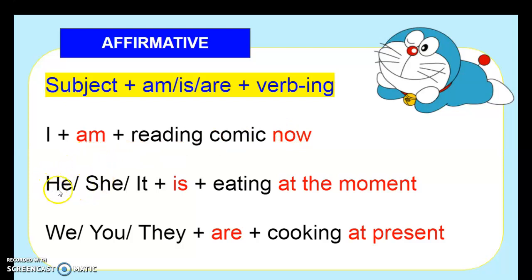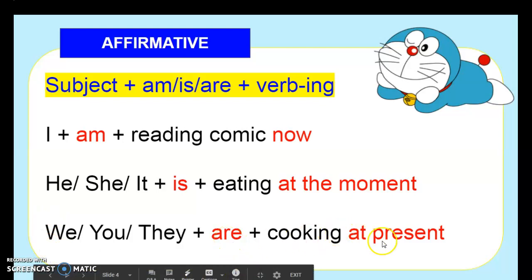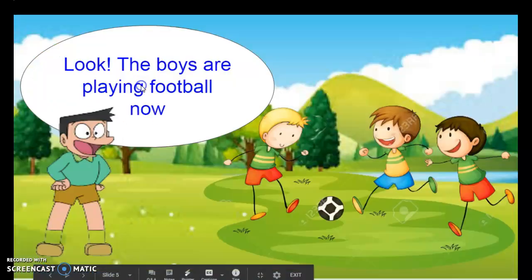Okay, now the second one. He is eating at the moment. Dia laki-laki sedang makan sekarang, okay? Next, we are cooking at present. Kami sedang memasak sekarang. Oke, ini bentuk contoh kalimat positifnya ya, atau pernyataan.